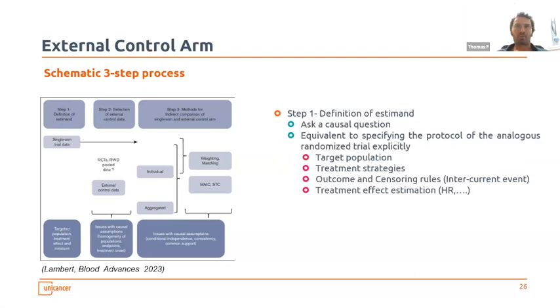Step 1 corresponds to the definition of the estimate. An estimate is a precise description of a treatment effect reflecting a clinical question. So first, we need to ask a causal clinical question. Then, we have to specify the protocol of the target trial. This means that we need to define the key components of the randomized trial that we are trying to emulate. The estimate should inform study design and analysis under different attributes: target population, treatment strategies, endpoint, intercurrent events, censoring rules, and finally, a population-level summary of the treatment effect measured against some valid comparators.